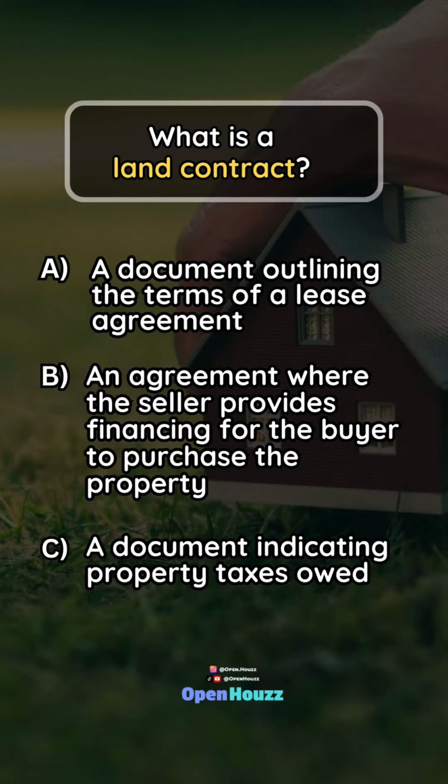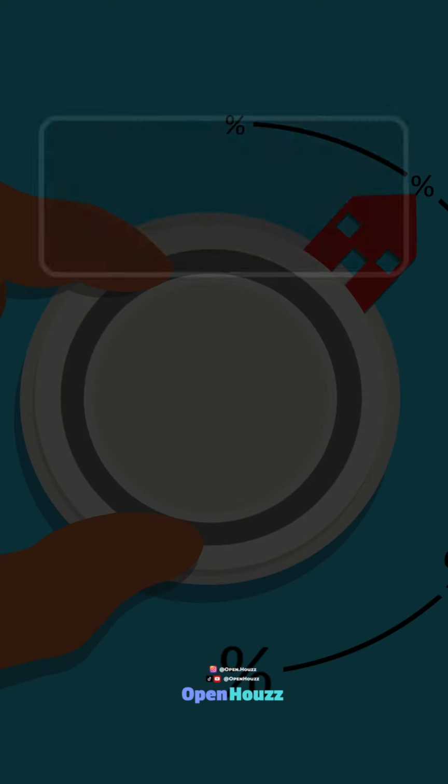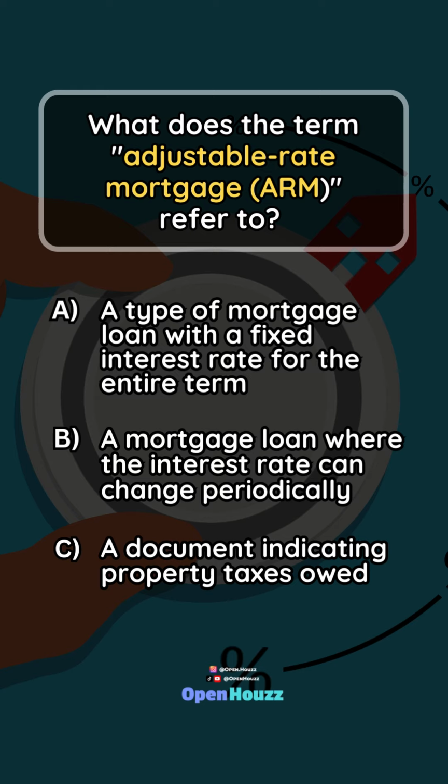What is a land contract? An agreement where the seller provides financing for the buyer to purchase the property. What does the term adjustable rate mortgage, ARM, refer to? A mortgage loan where the interest rate can change periodically.